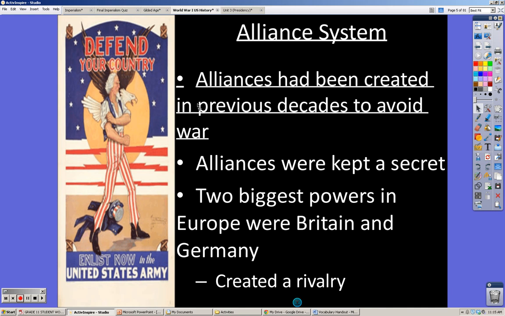Okay, the alliance system is the next, and there have been alliances created in previous decades to prevent war, and these alliances were kept secret. And that's the problem, is that with a secret alliance, people don't know about it. So if I'm England and I want to attack Germany, I may not know that Germany has a bunch of allies that will come in and support Germany. Or if I'm England and I attack one of Germany's allies that I don't know about, then Germany becomes brought into the war, and then all of their allies are brought into the war, and that's how the war can spread really quickly. As I said, Britain and Germany are extreme rivals, and they want to try to get as many allies as possible to be able to protect themselves from each other.